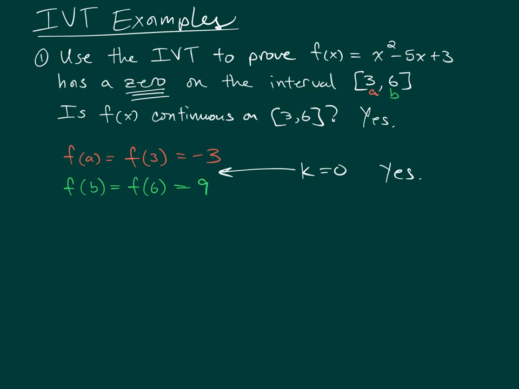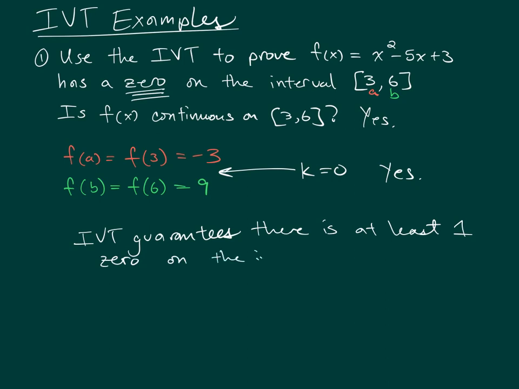So what this means is that since the function is continuous on this closed interval, and the y value we are interested in, in this case 0, is between the y values of the endpoints, then the intermediate value theorem guarantees, IVT guarantees there is at least one 0 on the interval 3 to 6.